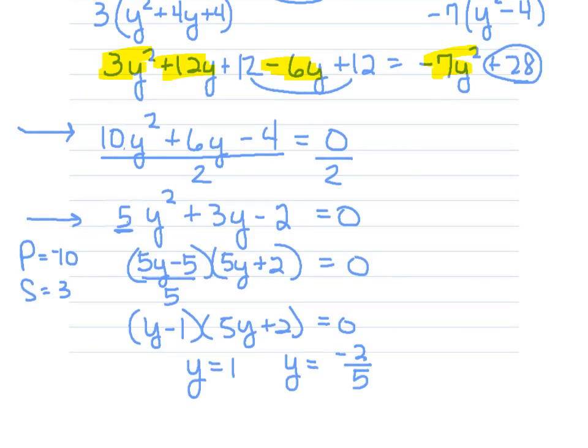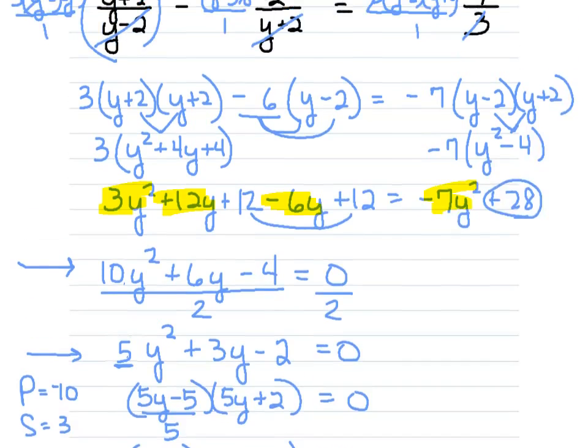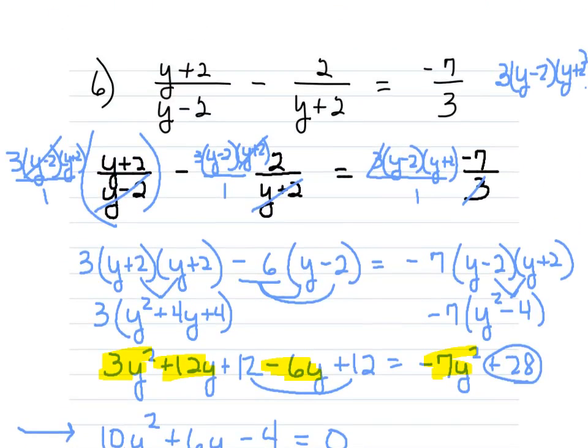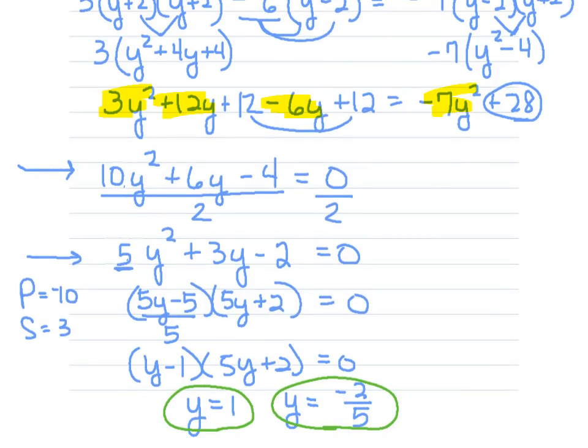So in this case, I have two solutions. Don't forget that you always have to go back and see if any one of those is extraneous. So let's go back to the original problem and plug in y is 1 and y is negative 2/5 and see if that would make a denominator 0. And it doesn't. So those are two solutions.